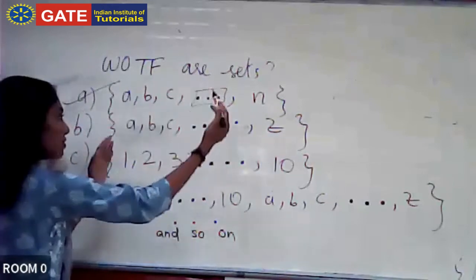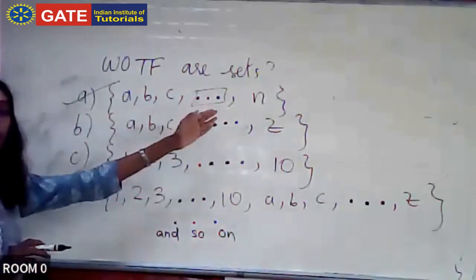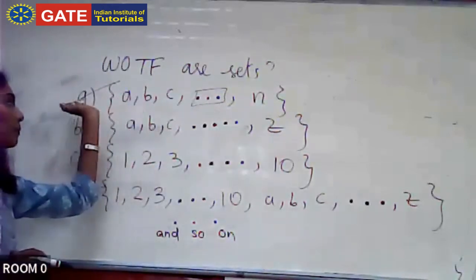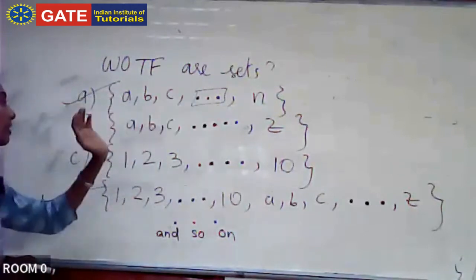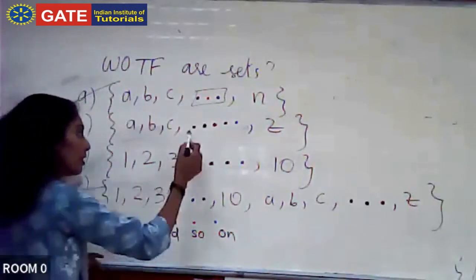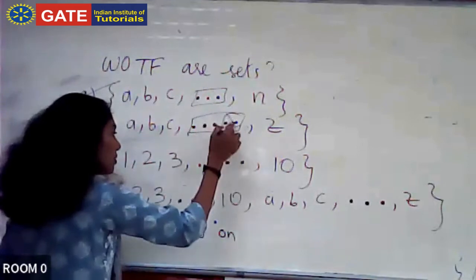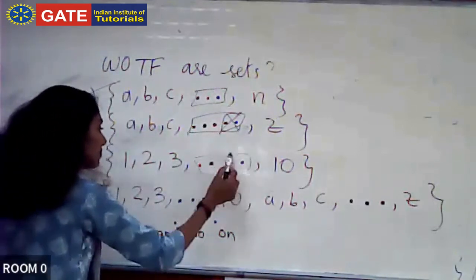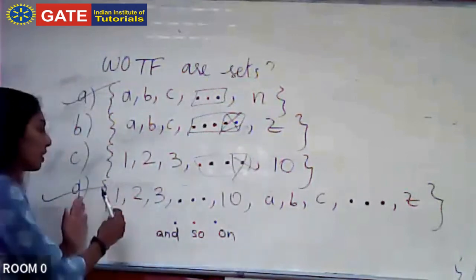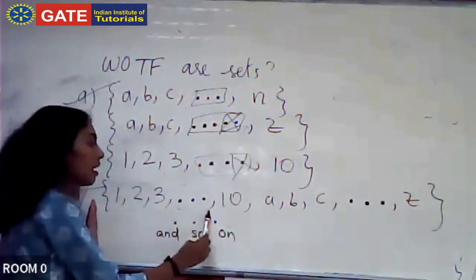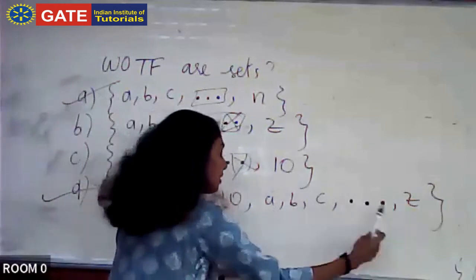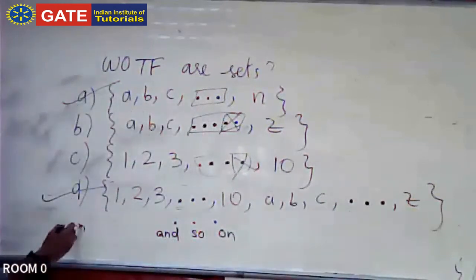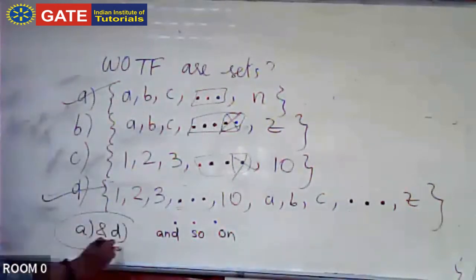So here it is correct: A, B, C, and so on till N. Till N you have to write. This is the alphabet they are writing. But here 5 dots are there. Here 4 are there. And here it is 1, 2, 3 till 10, and A, B, C till Z. So that is also correct. So options A and D are correct. So just write it down.